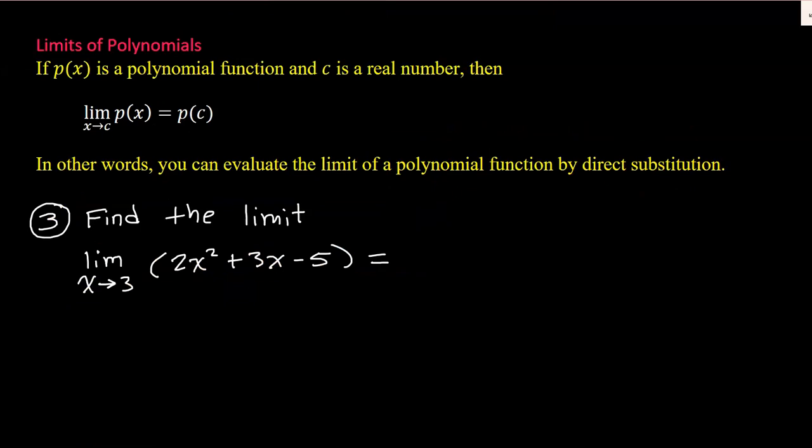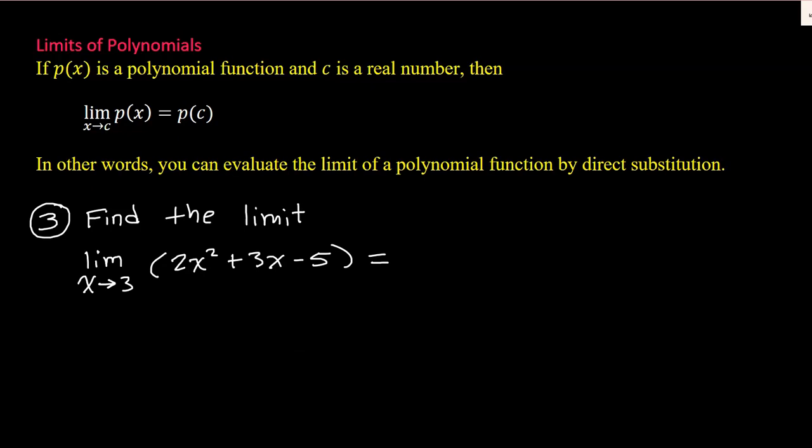So finding the limit of a polynomial function is super easy. You can just use direct substitution. So if I want to find the limit as x approaches 3 of this polynomial function, I can simply substitute 3 in for all of the x's, and that will be the limit.